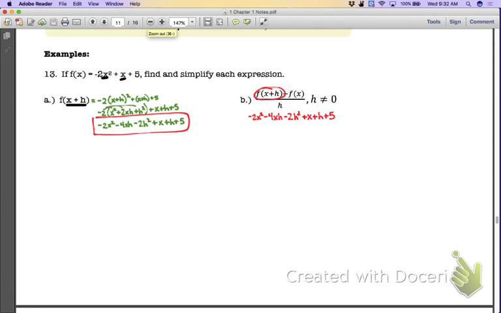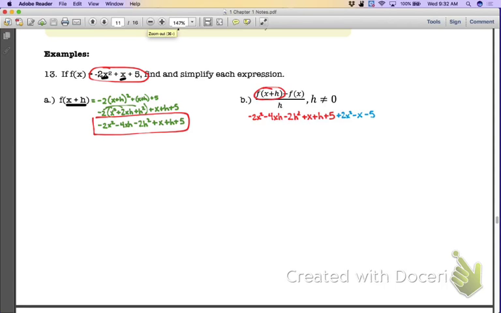Now, the second part of my difference quotient is to subtract f of x. Well, what is f of x? F of x is negative 2x squared plus x plus 5. So what's that minus going to do to every sign inside there? It's going to change everything, right? So instead of a negative 2x squared, I'm going to have a positive 2x squared. I'm going to have a negative x, and I'm going to have a negative 5.